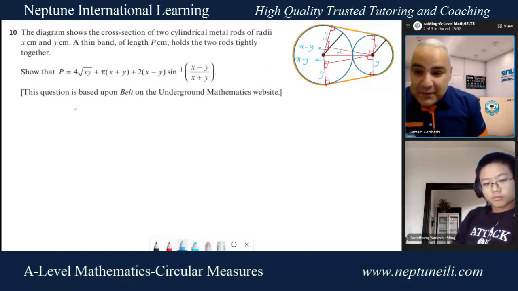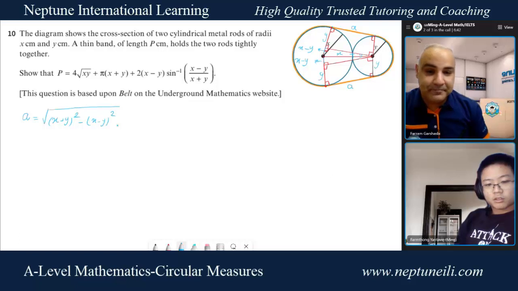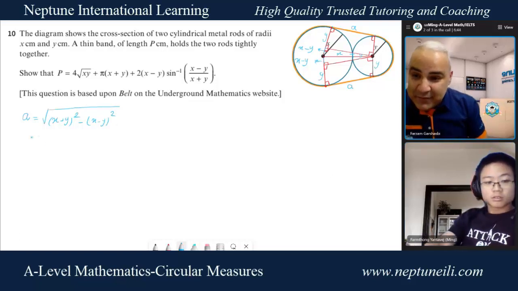So I'm going to start with there. We want to find one of the sides. So shall we call it A, so we're not confused? So this is A and this is A. I want to find A, hypotenuse, (x minus y) squared plus (y minus x minus y) squared. Is that correct? Yeah. So let's expand it, see what will happen.